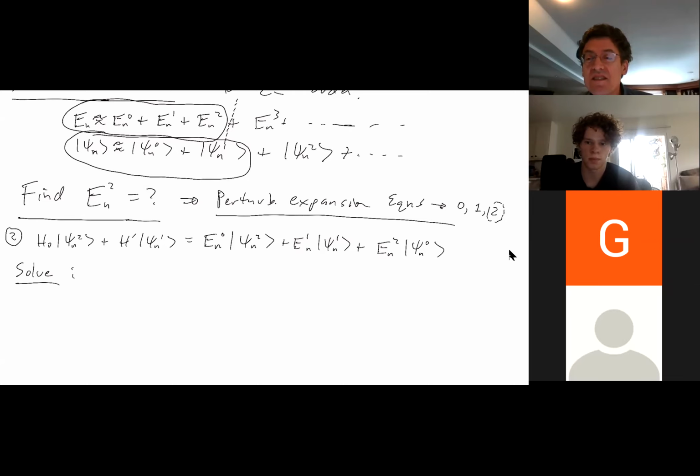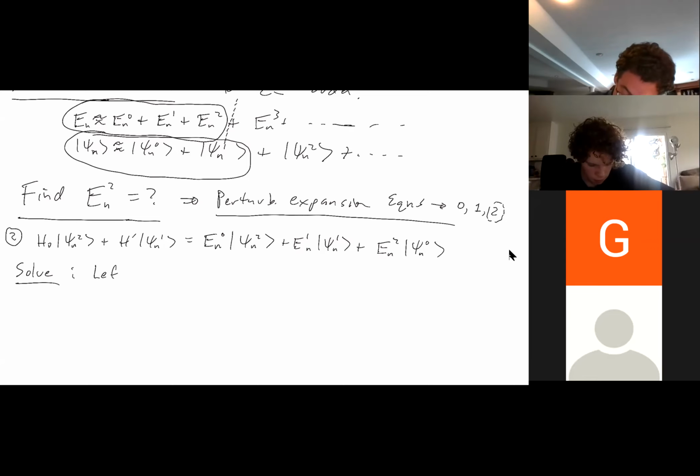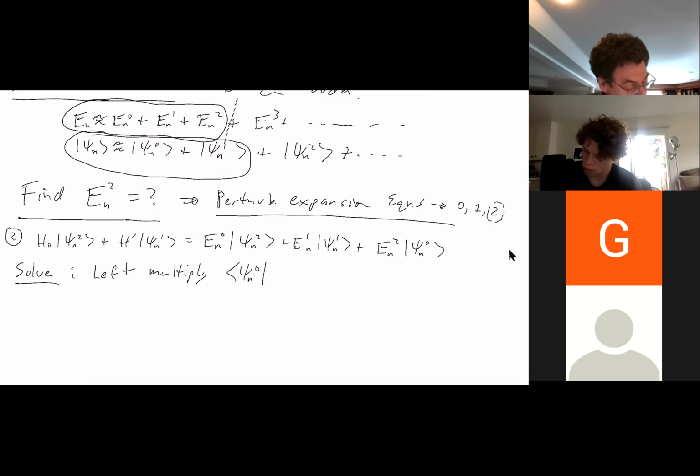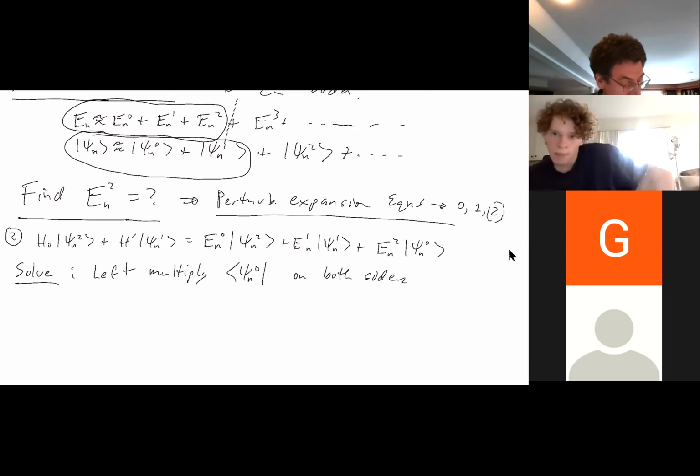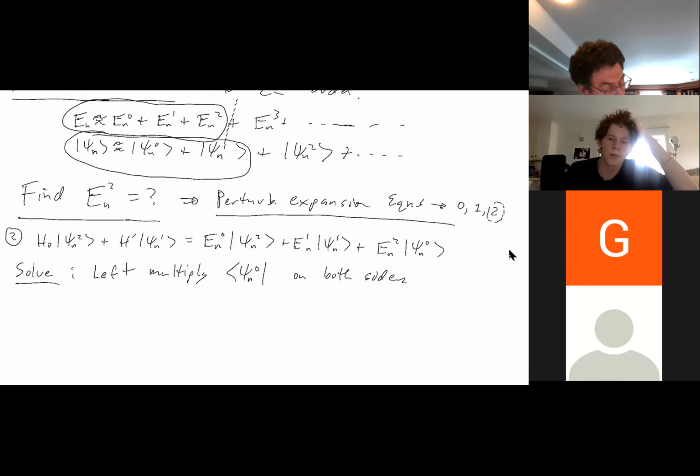Inner product with one of the unperturbed eigenstates. Exactly. That's our favorite trick. We're going to do it again. So what we'll do is we'll left multiply by using the bra psi n naught. We'll take the nth unperturbed eigenstate and we'll left multiply it on both sides of the equation. Because if you do the same thing to both sides of an equation, it's still an equation. Still works. Okay, so let's do it.